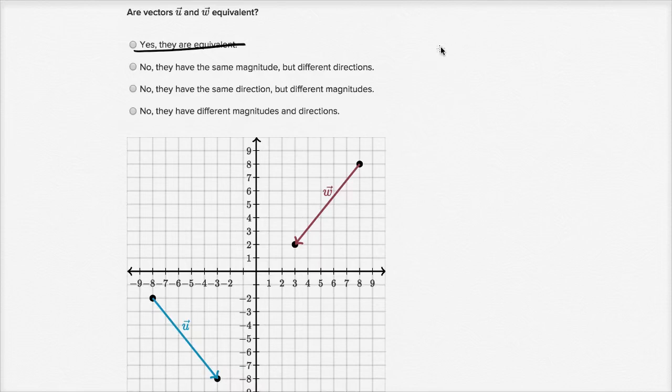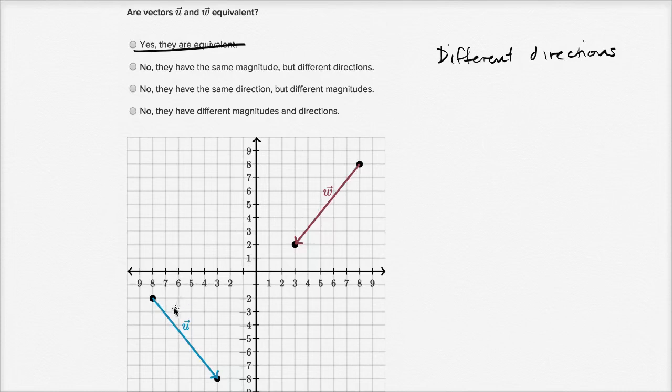So they are not equivalent. Scratch that out. So they have different directions. And let's think about the magnitude. If I just look at the length of the arrows, just eyeballing it, they look pretty close.